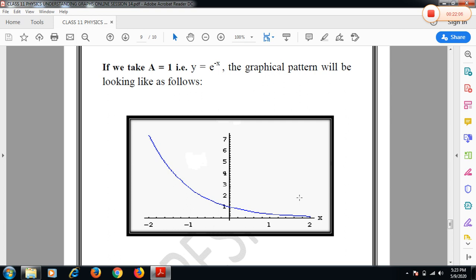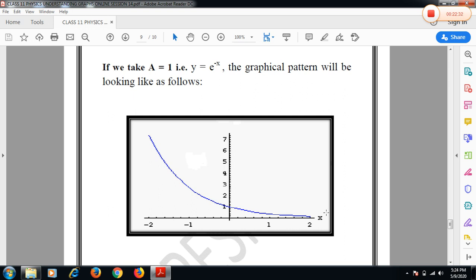So what are asymptotic nature graphs? The graphs which do not intersect any axis for any finite value of x or y. So this kind of graph, that is y equals a into e to the power x or y equals a into e to the power minus x, these kinds of graphs are asymptotic nature graphs.